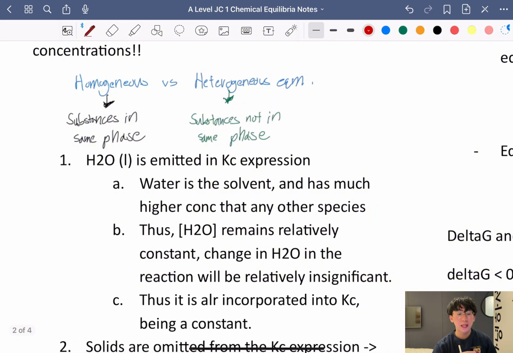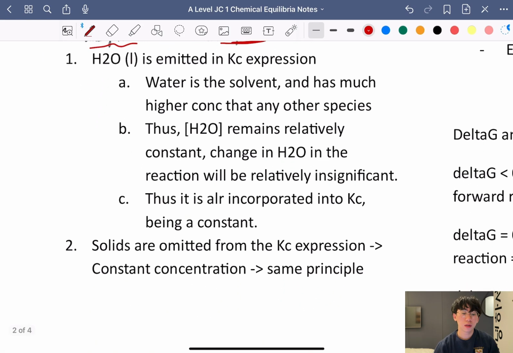Next, we learn about homogeneous versus heterogeneous equilibriums. So homogeneous equilibriums are when substances are in the same phase, whereas heterogeneous equilibriums are the opposite. The substances are not in the same phase. So when we look at homogeneous equilibriums, we must take note that there are several pointers. For example, H2O liquid is often omitted from the Kc expression.